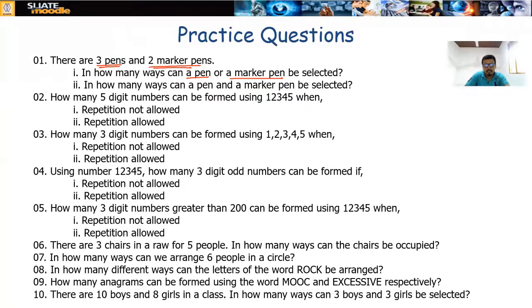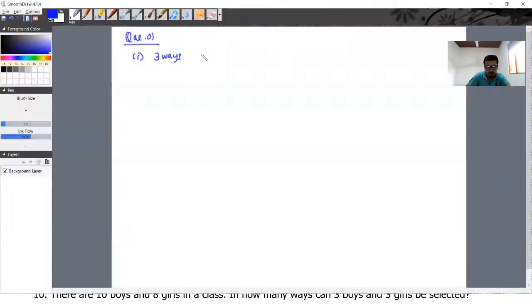And to select a marker pen, how many options do we have? There are 2 marker pens. So we need to select 1 out of these 2. So there are 2 options, 2 ways.